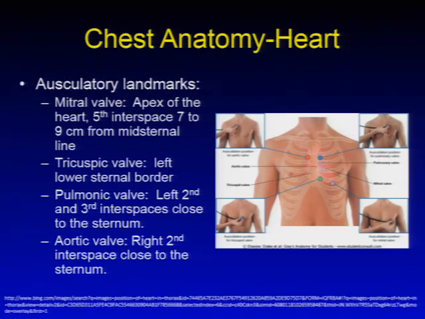Continuing with the surface anatomy of the heart, we will review the auscultatory landmarks. The mitral valve is best heard at the apex of the heart at the fifth interspace, 7 to 9 centimeters from the midsternal line. The tricuspid valve should be auscultated at the left lower sternal border. The pulmonic valve at the second and third interspaces close to the sternum, and finally the aortic valve at the right second interspace close to the sternum.